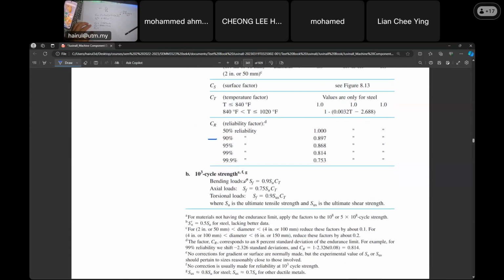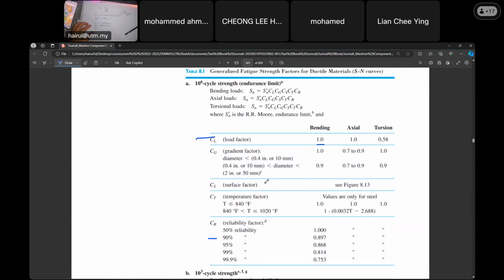The bottom one is okay. This one I will explain to you later. That's about the SN curve. So that's why you put the value.